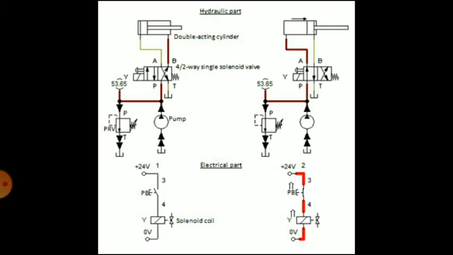Now in the second position, that is the activated position, first you see the electrical part. When the push button switch is activated, then due to activation of the push button, the solenoid Y is energized and it changes the position of the 4x2 DC valve. Now you can see the position of the DC valve, the connections or the ports are changed.